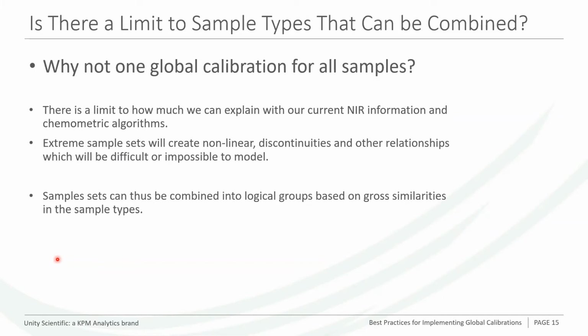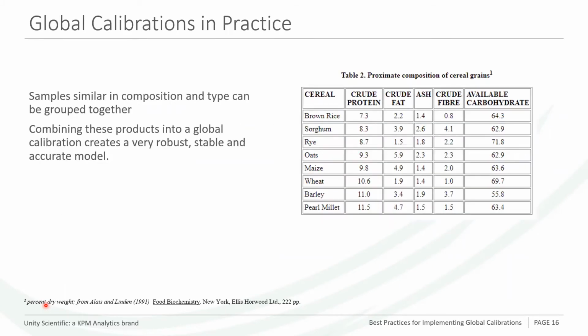So there is a limit to what we can explain, and we cannot just combine anything we want to analyze into one calibration. However, we can combine them into logical groups based on gross similarity in sample types. And various companies, various calibration developers have different ways of doing this. But I'm going to discuss one in particular.